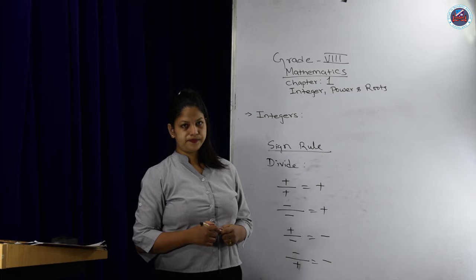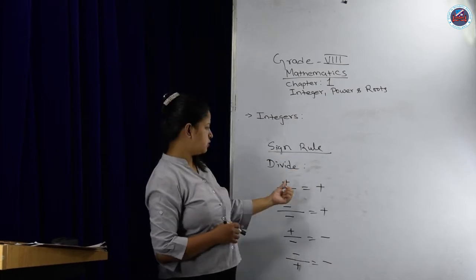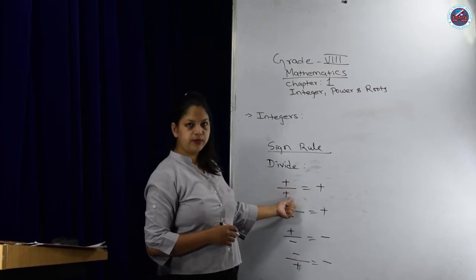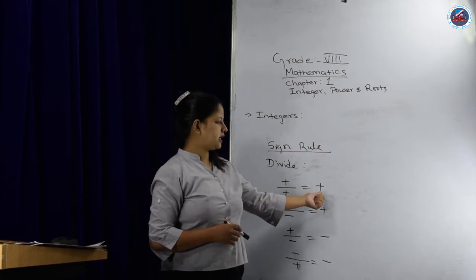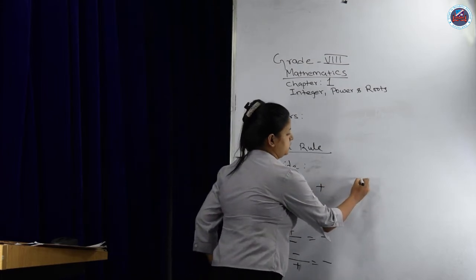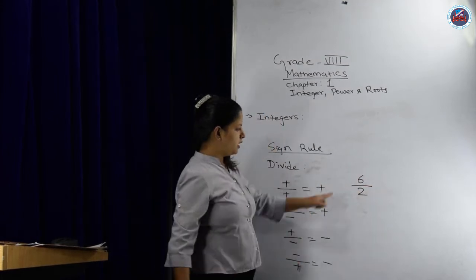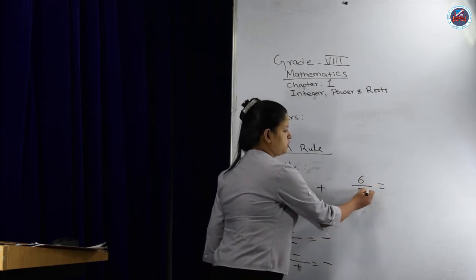Now for division. In the same way for division also, you follow a similar sign rule. If both the numbers are positive and they are divided, then their final sign also will have to be positive. Meaning, if it's 6 by 2, nothing is there means it's plus. So you first divide the numbers as usual.